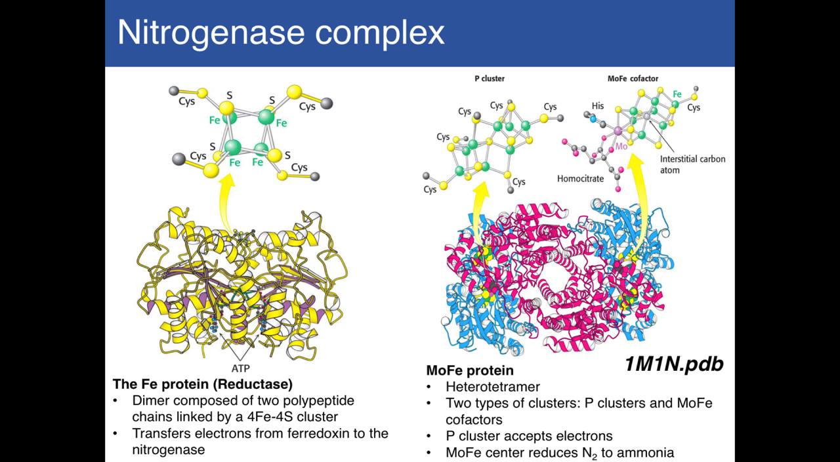So this is the iron protein reductase, and here are the spots for ATP. And here we have our iron core that's held into place by cysteine residues, and this iron sulfur cluster transfers electrons from the ferredoxin to the nitrogenase. So that's how we're going to transfer electrons over here.